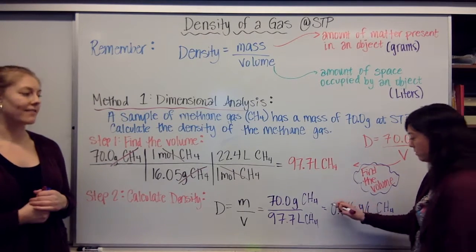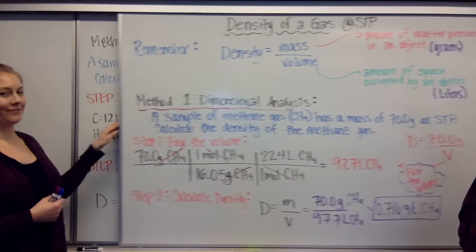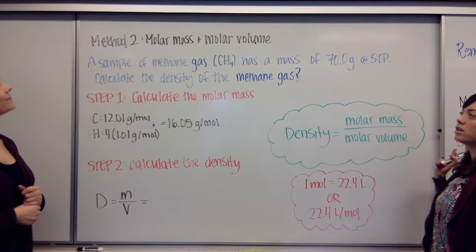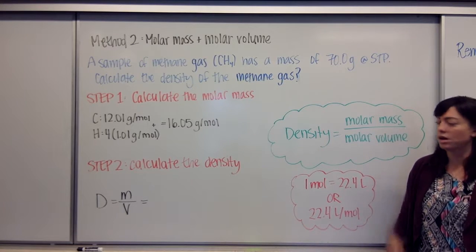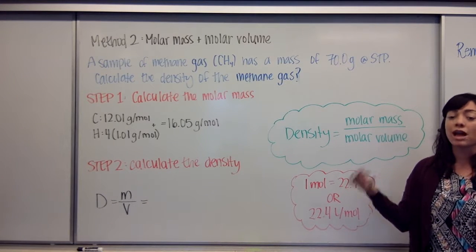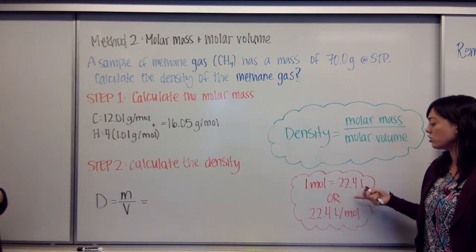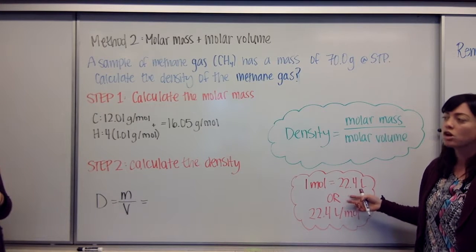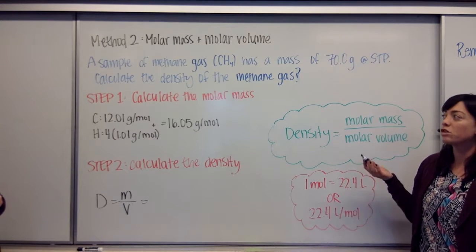We've already learned dimensional analysis. Now, step two, Ms. Thomas is going to walk you through. Okay, the second method is using the molar mass and the molar volume, and I'm going to explain what that actually means in a couple minutes when we get down to the actual calculations. But essentially what we do is we calculate the molar mass, and then we use the molar volume, which is just 1 mole of a gas at STP, remember, is always equal to 22.4 liters. So we use that equivalency statement to plug into our density formula. But first, we got to calculate the molar mass.